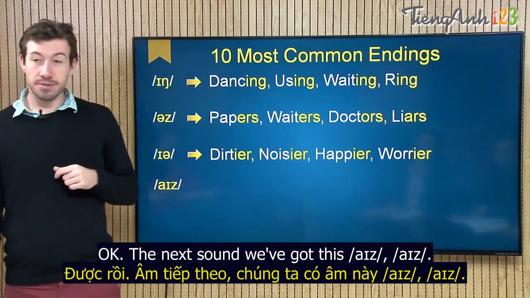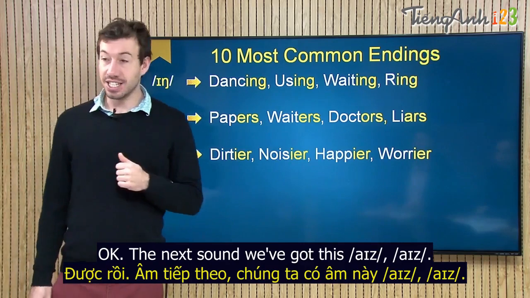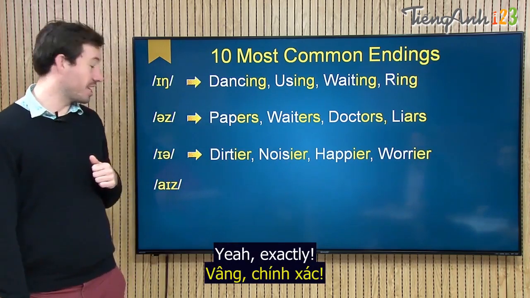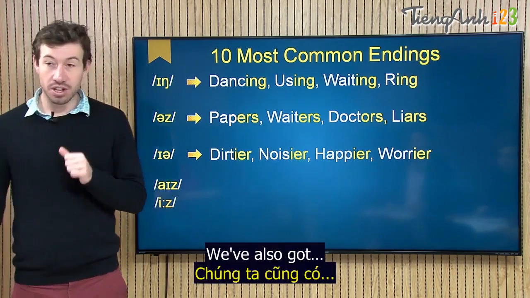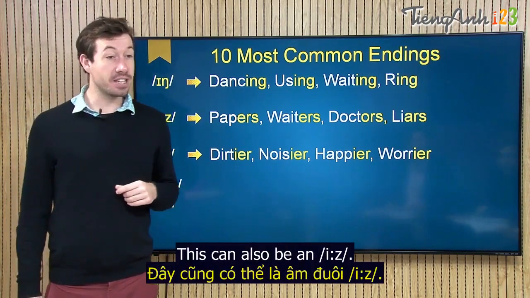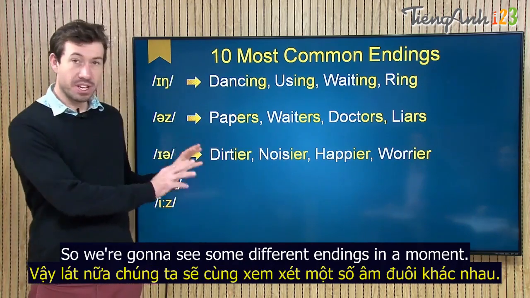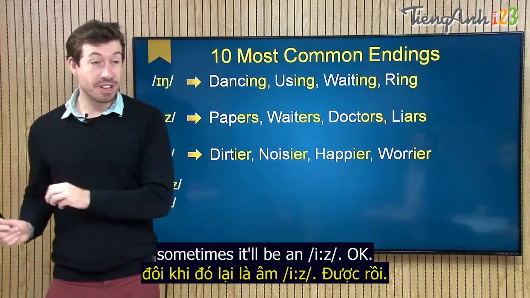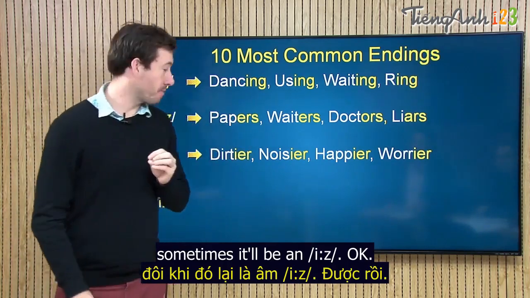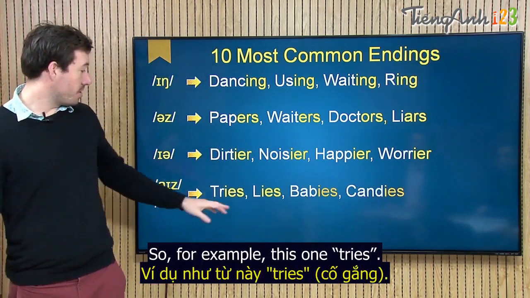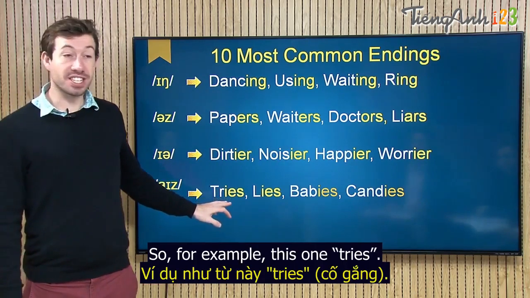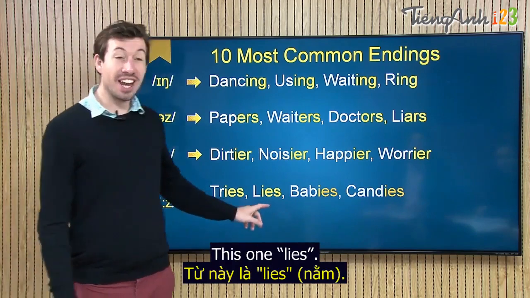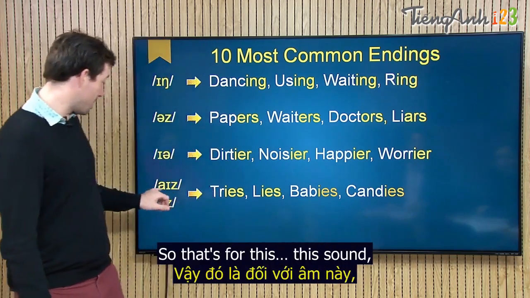Okay, the next sound, we've got this eyes. Yeah, exactly. This can also be an ease. So we're going to see some different endings in a moment. Sometimes it'll be an eyes. Sometimes it'll be an ease. So, for example, this one, tries. All together, tries. This one, lies. So that's for this sound.